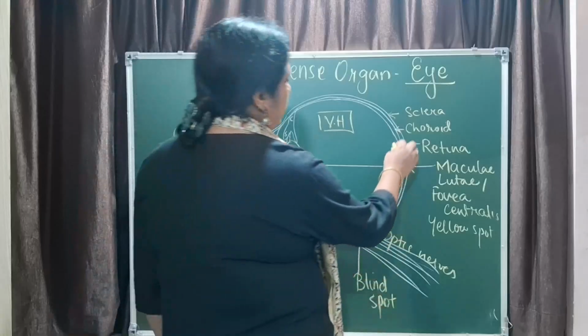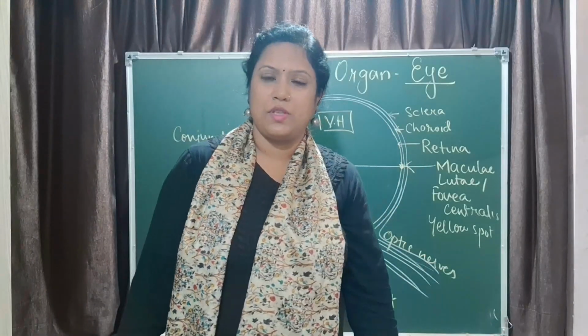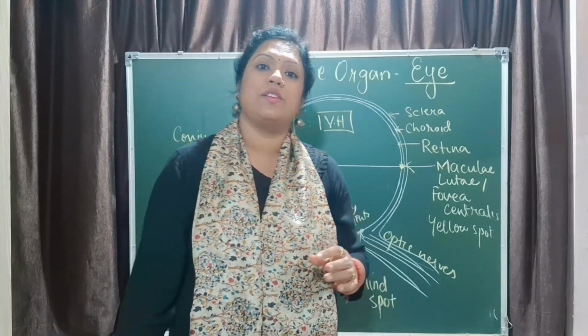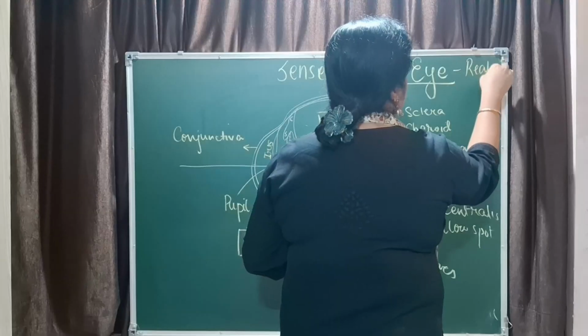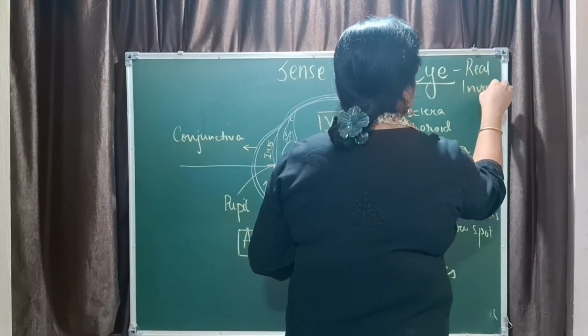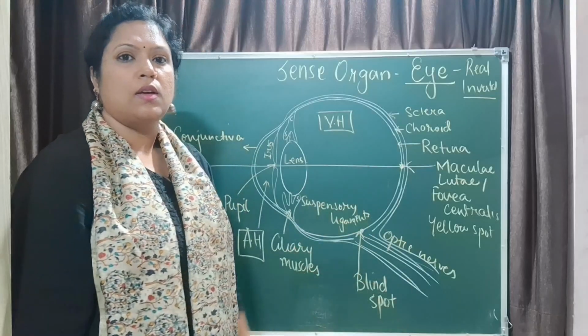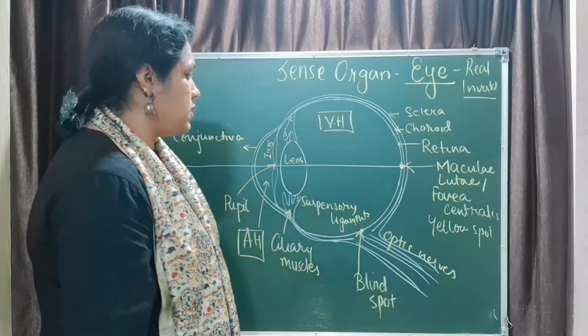Okay. Retina is a screen. So any image formed on a screen is a real image. We have studied in physics, right? So the image formed on the retina is always real and inverted. Always remember, the image formed on the retina is real and inverted, which is then processed by your brain to make it upright and you can see it.